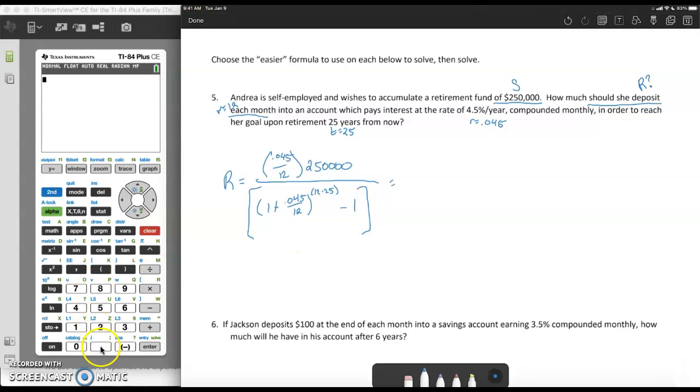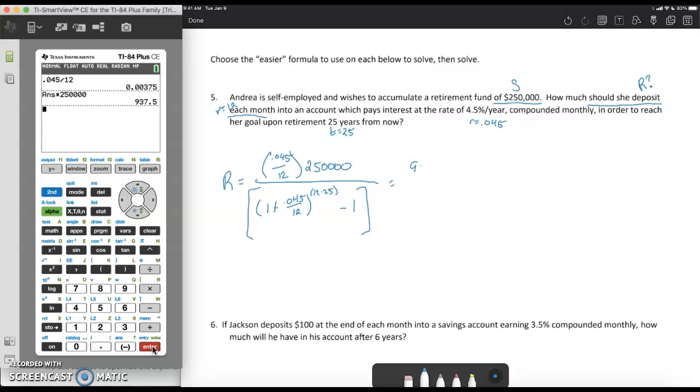Okay, so I'm going to do this in stages in my calculator. I'm going to start with 0.045 divided by 12, times, still on the top, $250,000. So on the top I get 937.5, and then I'm going to divide by parenthesis, parenthesis.